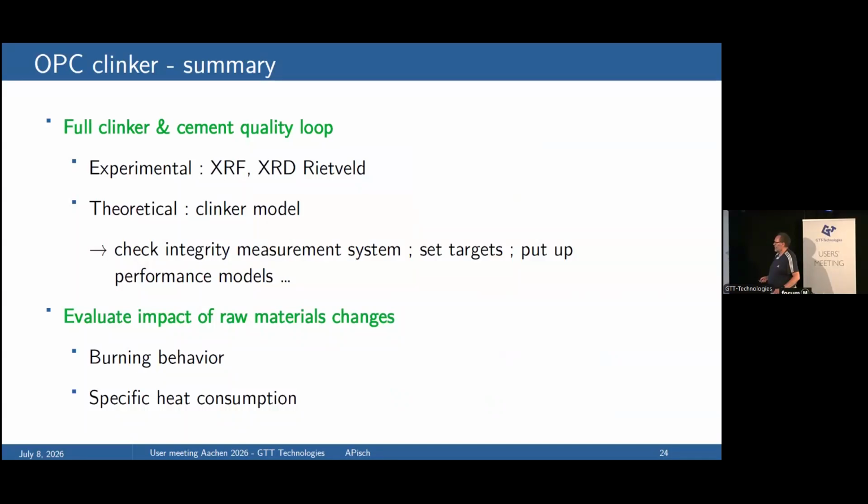So, clinker summary: a full clinker cement quality loop can now be established. You have experimental data, you have theoretical data, you can compare. So you can check the integrity of your measurement system, you can set targets, you can put up performance models, etc. So with this model now, everything is possible. And as I said, you can evaluate the impact of raw material changes, burning behavior, specific heat consumption, for example.